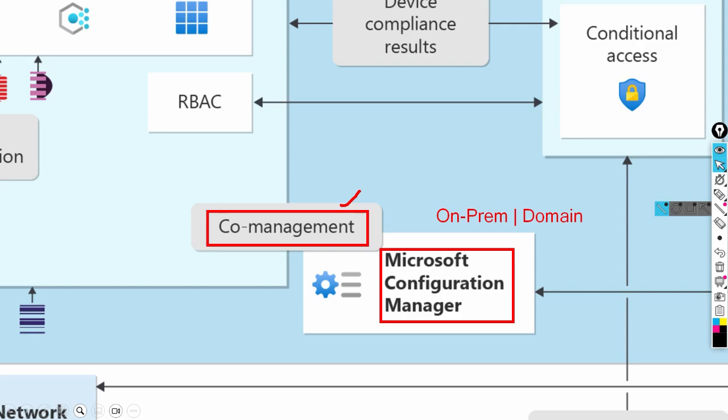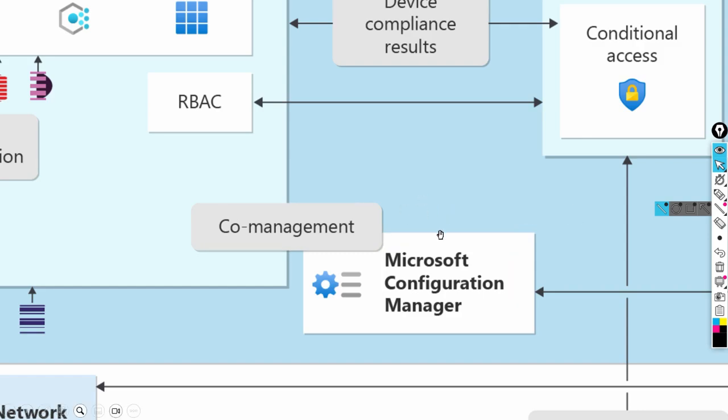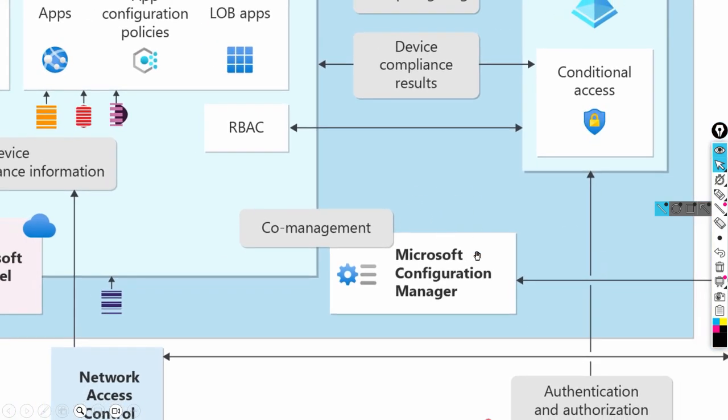Through co-management, we can sync those devices which are on-prem, on the domain, to the cloud. Okay, so that is how, I would say, a handshake has happened. Co-management is the term that has connected two entities, on-prem and cloud, together. This is also a flexibility of Intune that comes here.